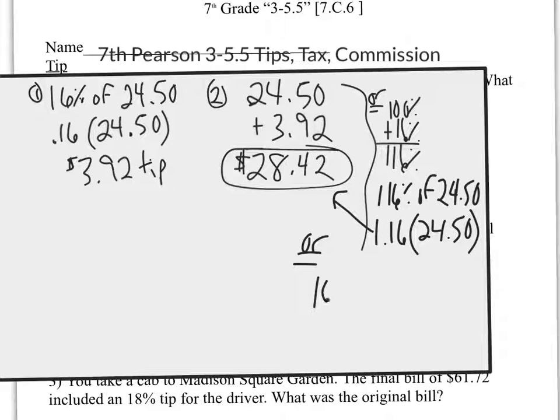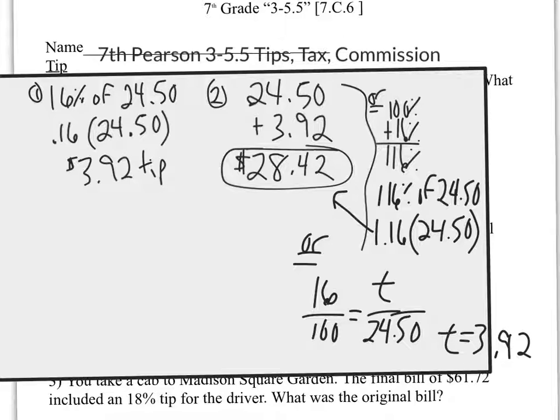And then just to mention, I've kind of gone away from these a little bit with you guys, but a third option would be a proportion. You could say 16 over 100 equals T over 24.50. Okay, proportion 16%. That's our tip amount. And then you could find a pattern, or you could multiply by 24.50 here. Then the tip would be the $3.92. And then just like we did over the first way, you'd add the $3.92 onto the $24.50, which would give you $28.42.